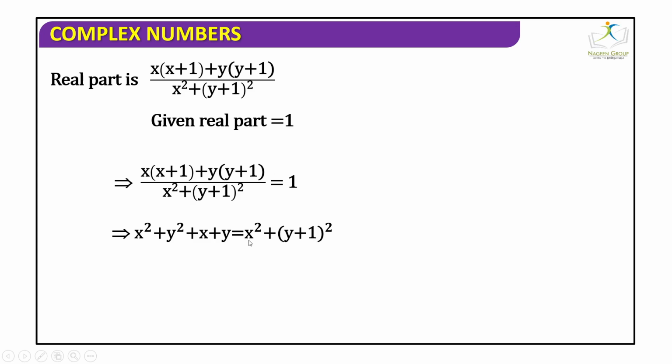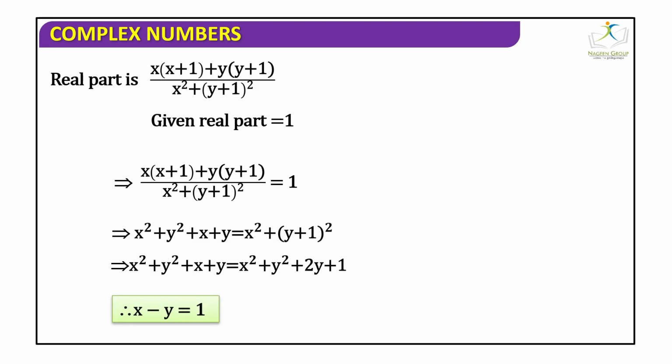Now from here we cancel out x square with x square, right? And y square with y square, and at last from here I am solving this. x square with x square cancel, y square with y square cancel, and here we have x plus y minus 2y equals 1. This is equal to x minus y equals 1, right? So this will be your formula.